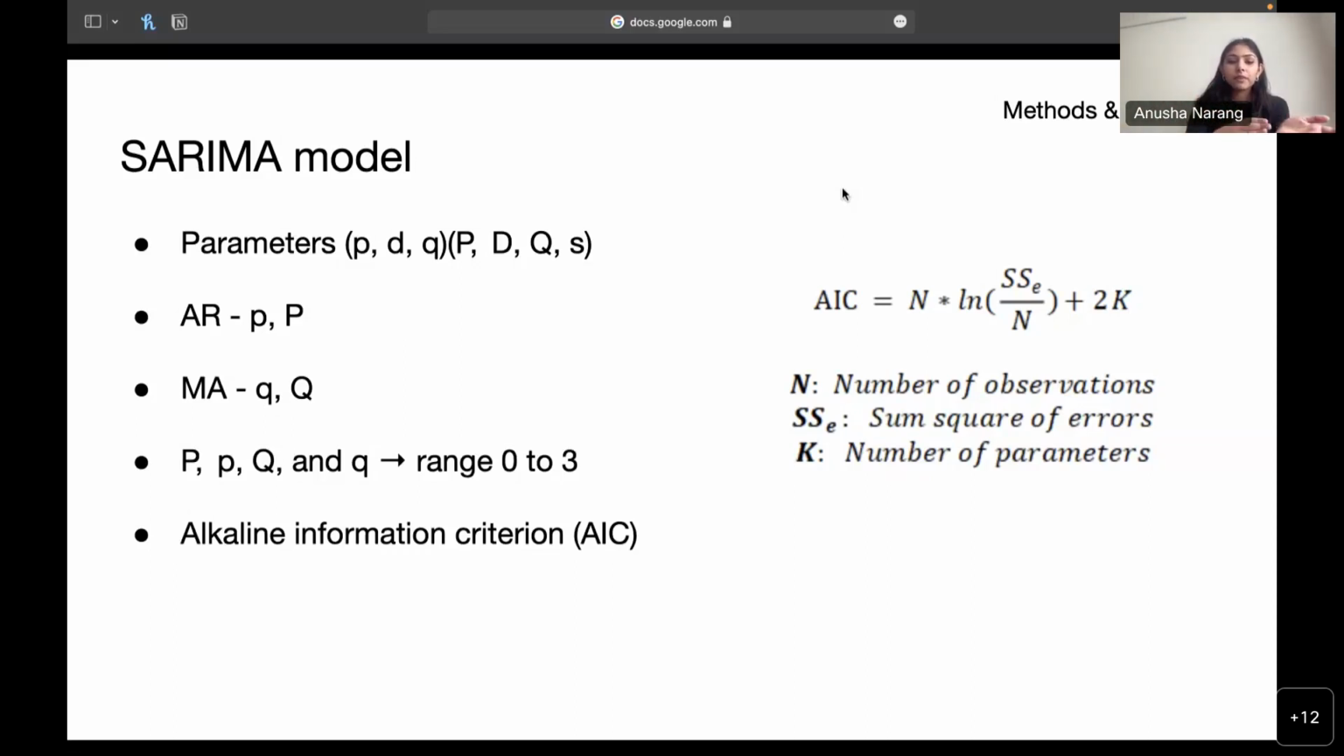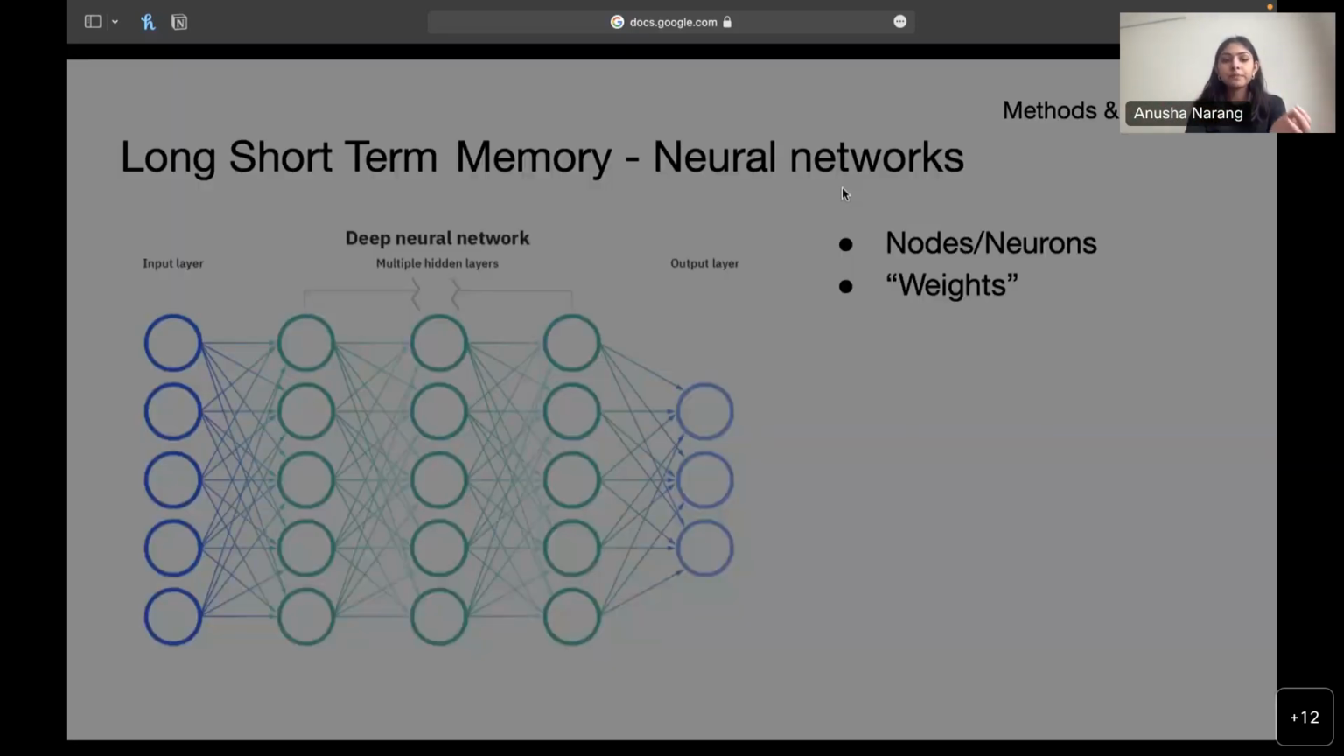And so I set the values of the Ps and Qs from the range 0 to 3, which resulted in 81 possible combinations. And then the combination with the lowest AIC corresponds to the combination that would have the most accurate model. So I plugged those values into the SARIMA model.